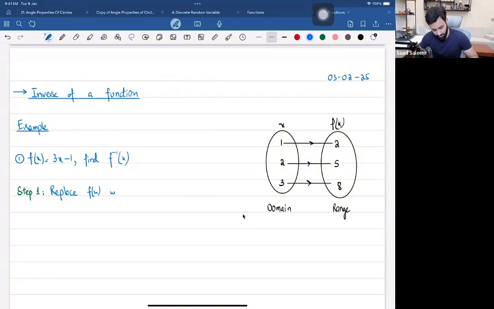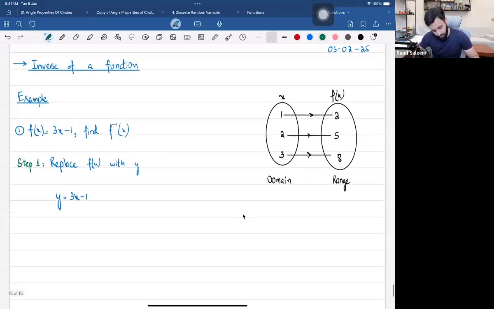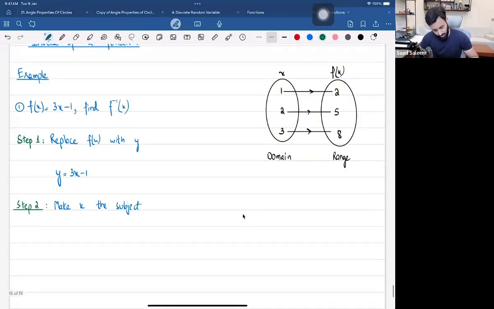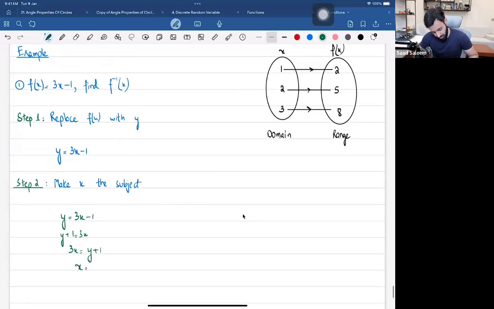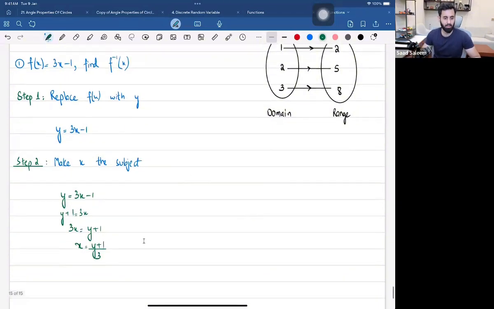So step 1 is replace f of x with y. That's the first step. So that means it's now y equals 3x minus 1. Step 2, perhaps the most important step of the 3, is that you make x the subject. So let's see if we can make x the subject. So after the end of step 2, this is where we were. y plus 1 equals 3x. Let's write this nicely. 3x equals y plus 1. x equals (y plus 1) upon 3. Okay, so that's step 2.